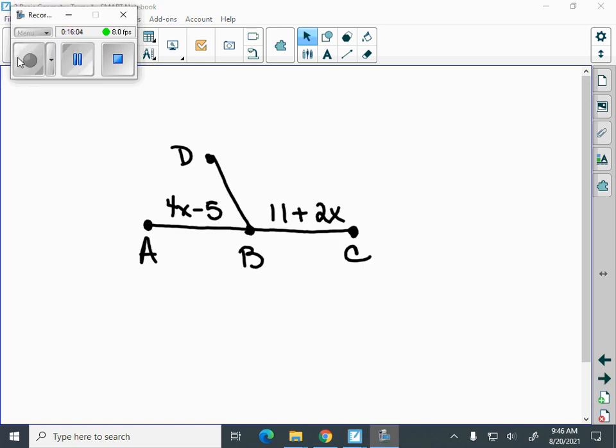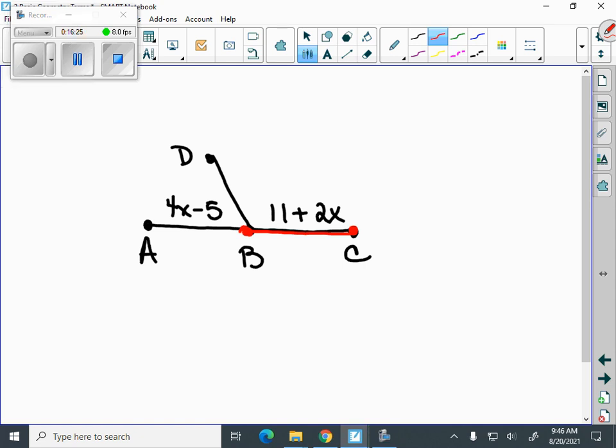So I had to draw a quick picture here because I forgot to scan it in. But if we take a look at this one, what the directions say is that segment DB is a segment bisector. Find the length of BC. So we want to find this length.